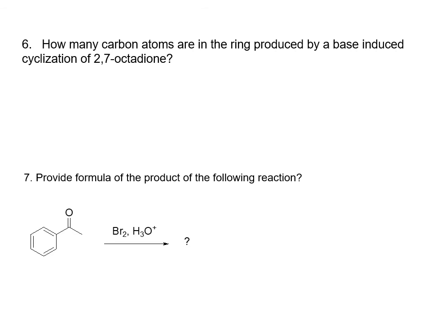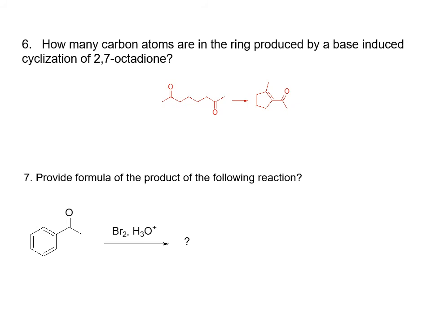Question number 6. How many carbon atoms are in the ring produced by a base-induced cyclization of 2,7-octanedione? So you start by writing down 2,7-octanedione, and then of course cyclize it, and you can see that there are 5 carbons in the ring. And since there are 5 carbons in the ring, this cyclization will be accompanied by spontaneous elimination of water, to give, in this case, an alpha-beta unsaturated ketone.